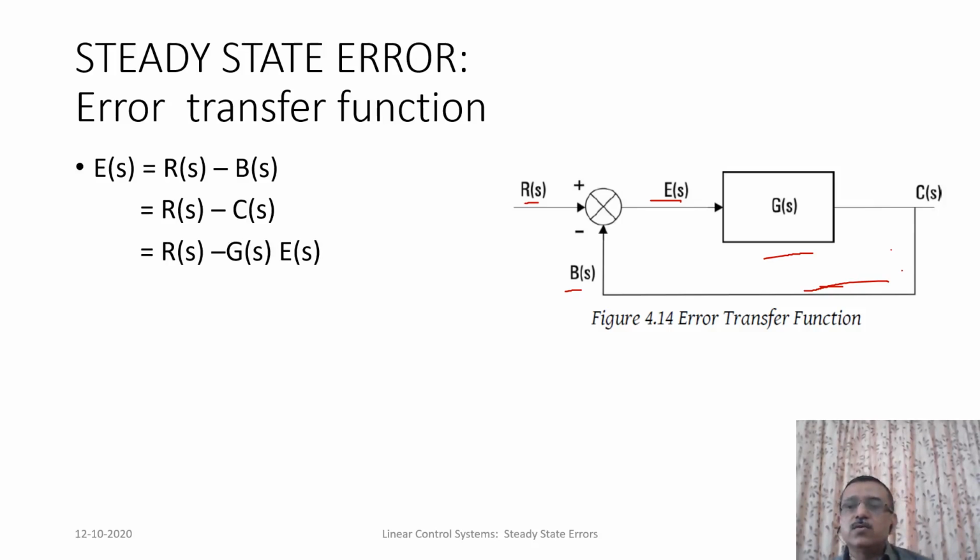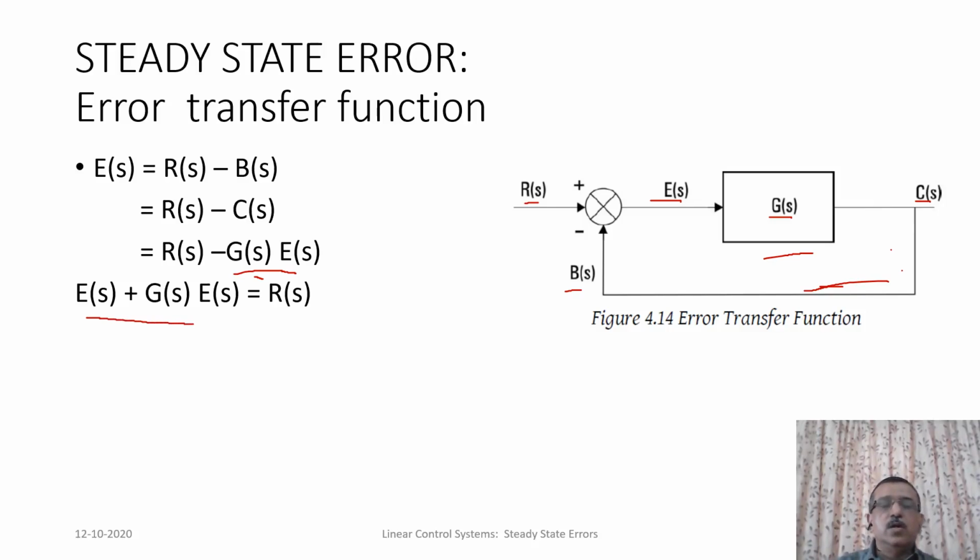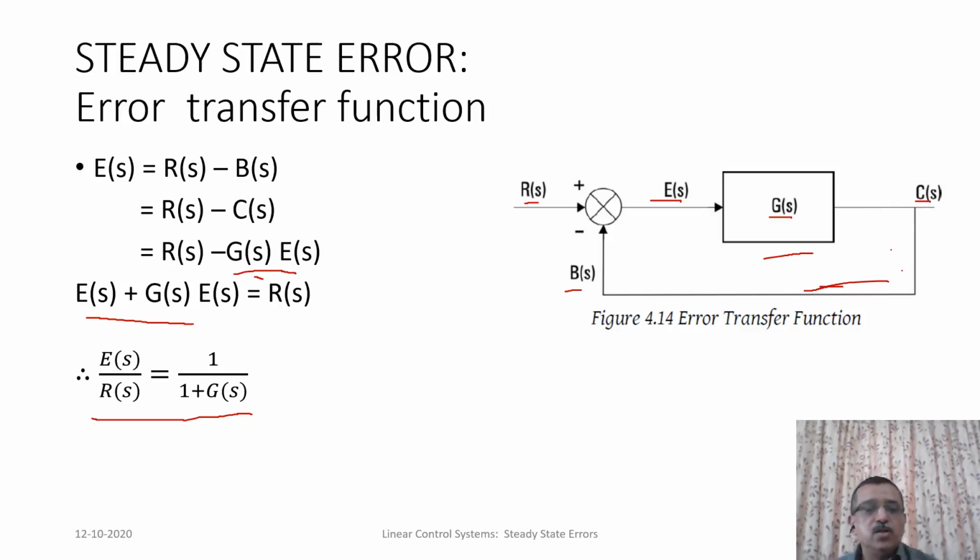And what is C(s)? You look here, it is G(s) into E(s). So I have substituted G(s) into E(s). I took this G(s) into E(s) to the other side, so I get E(s) plus G(s) into E(s) equal to R(s). So I can take E(s) common. If I take it common, I get E(s) by R(s) as 1 by 1 plus G(s). So this transfer function is called the error transfer function. E(s) by R(s) is equal to 1 by 1 plus G(s).